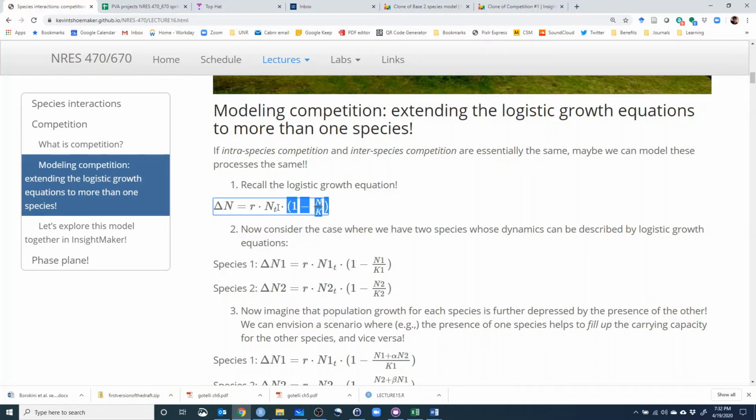So as carrying capacity gets full, this growth term goes down to 0. So that's the basic logistic growth equation. That's for one species, a single species model. We've gone over this model.